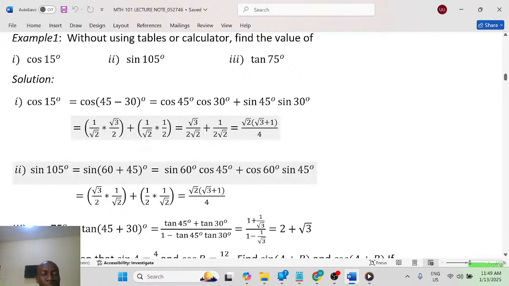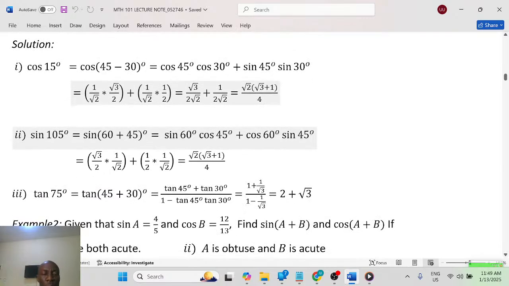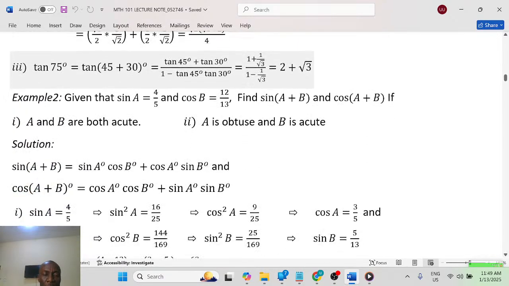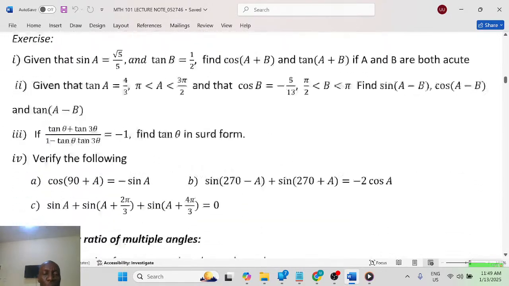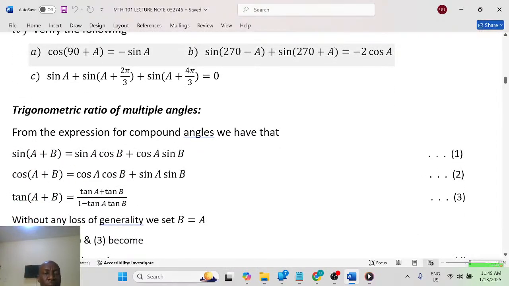Again, for the second one, sin 105 degrees. 105 degrees is the same thing as 60 plus 45. So that's why we have sin(60+45). So use equation 4. It will lead you to the answer. Now for example 3, you use equation 6. It will also lead you to the answer. Without wasting time, I want us to come to trig ratios of multiple angles.